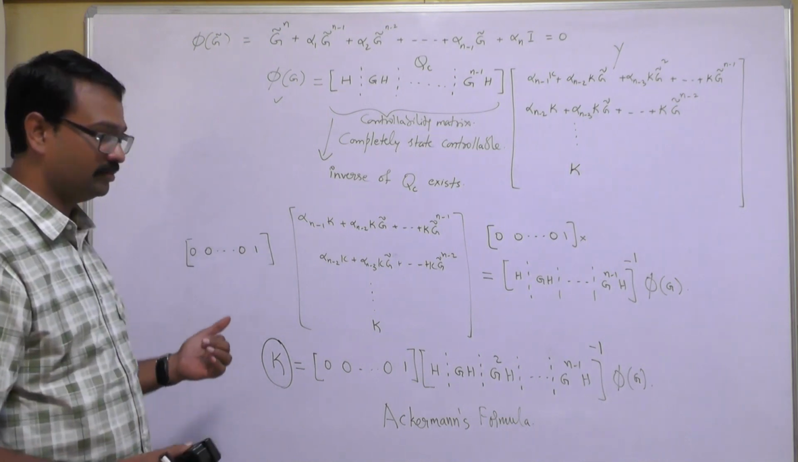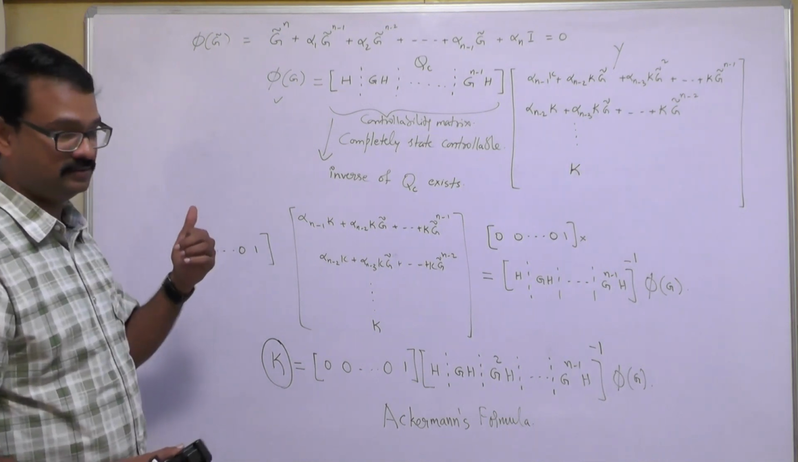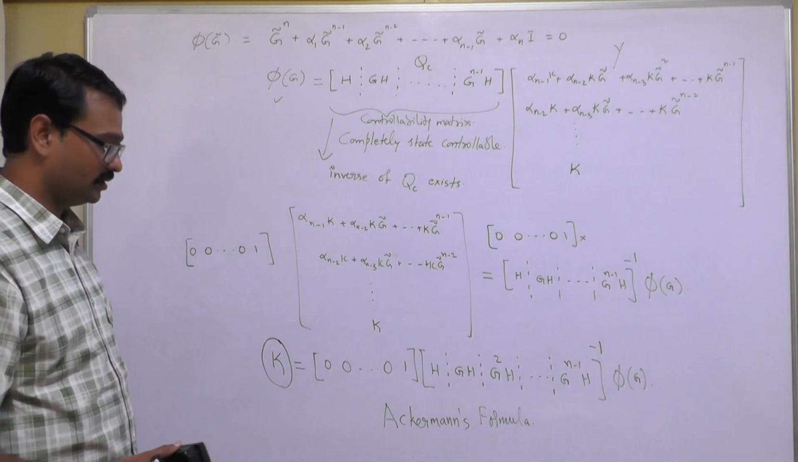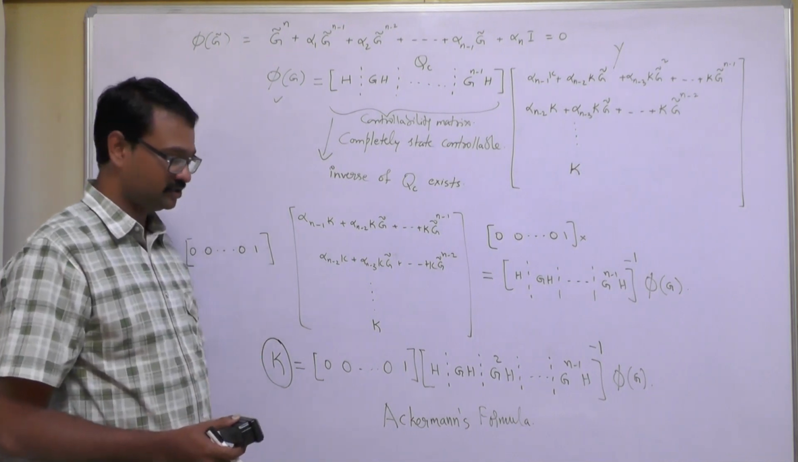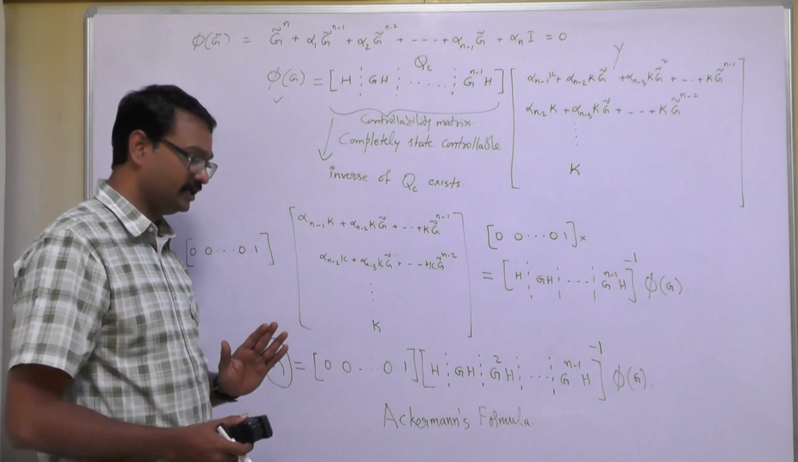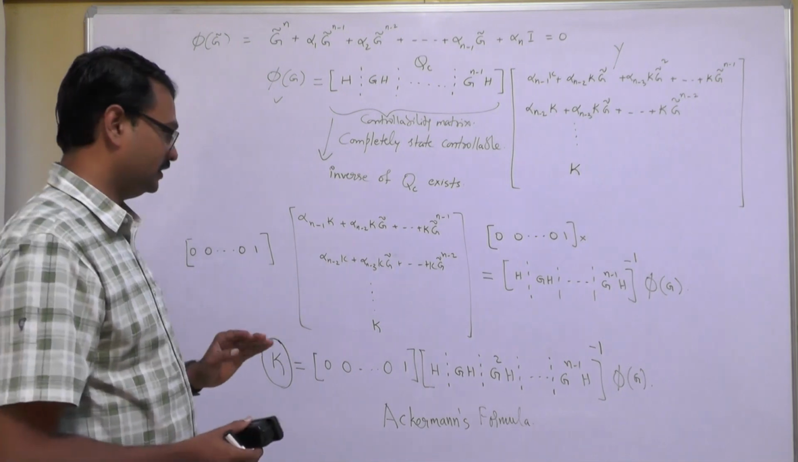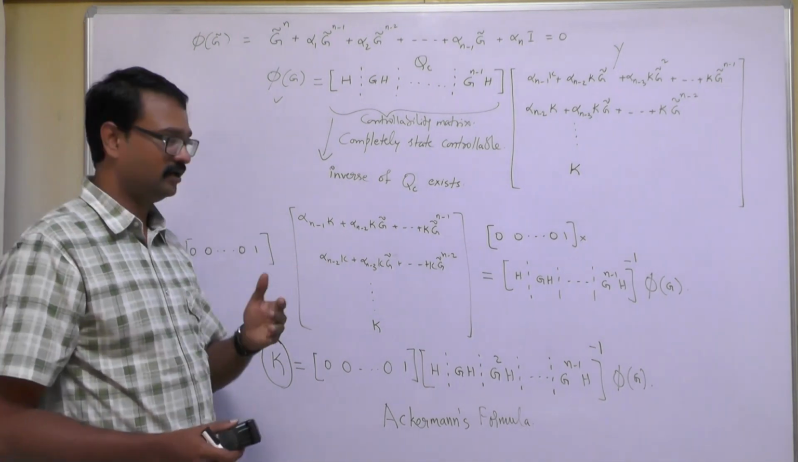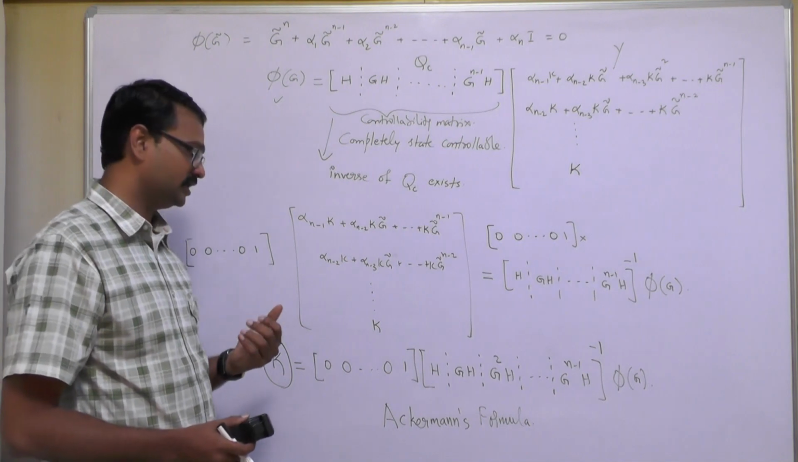Already we have discussed one method using the pole placement technique, right? And the other is the Ackermann's formula. And finding gain k is never unique, and we have different methods. We have 4 to 5 methods of finding out the gain k.